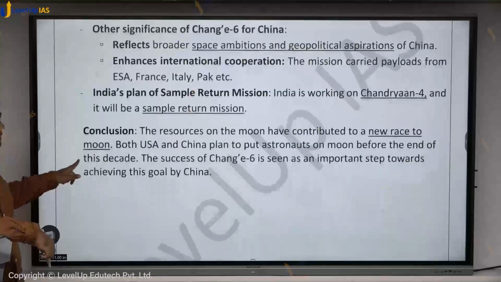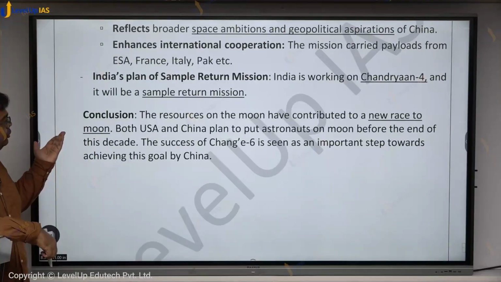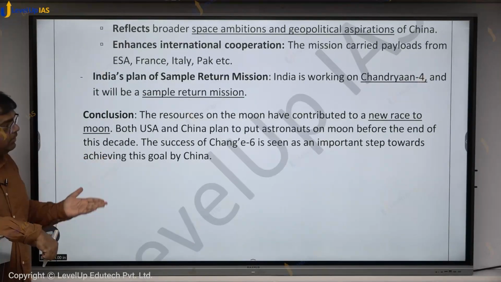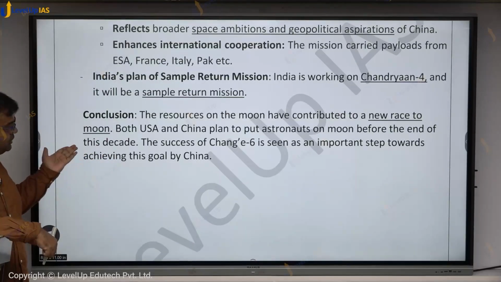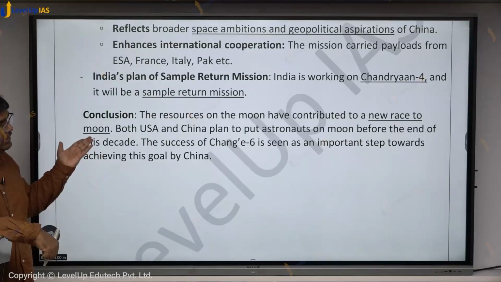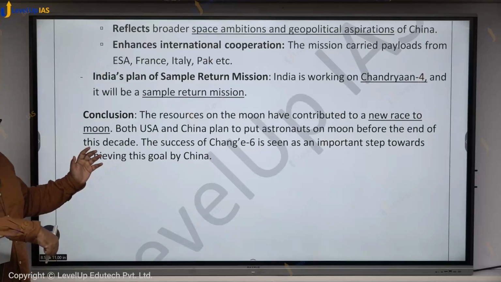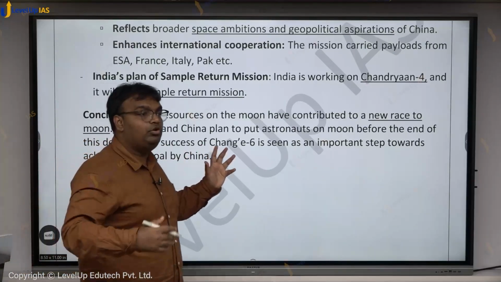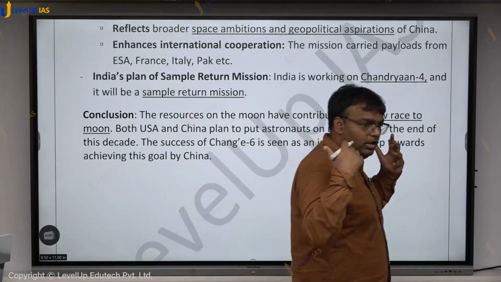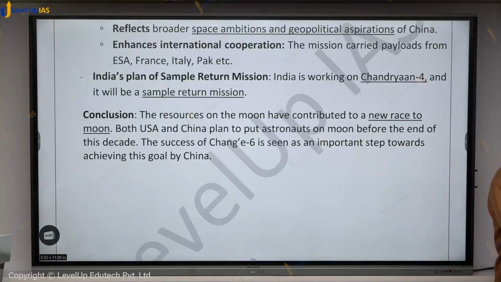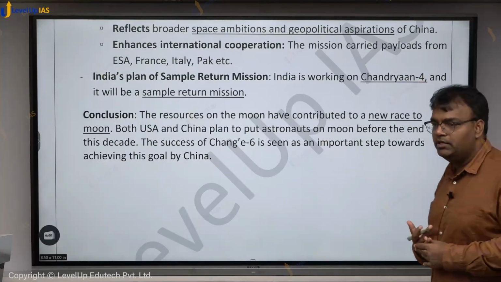So conclusion में क्या बोल रहे हैं? The resources on the moon have contributed to a new race to moon. Both USA and China plan to put astronauts on moon before the end of this decade. The success of Chang'e-6 is an important step towards achieving this goal by China. जो हम achieving the which goal? Putting man on moon or winning the race to moon. उसमें this success of Chang'e-6 is an important positive step in that direction.